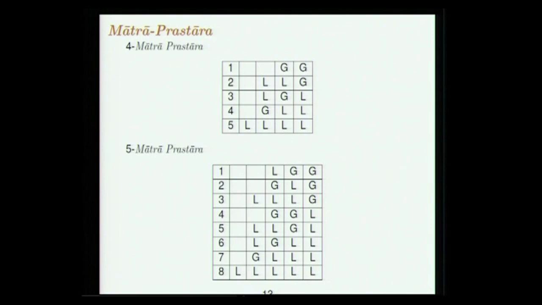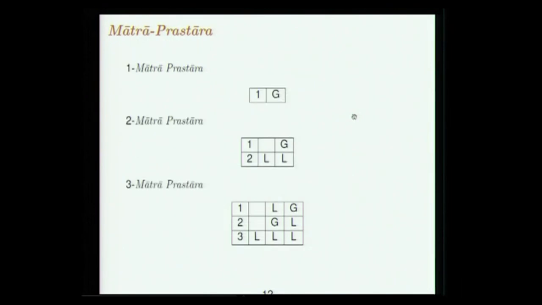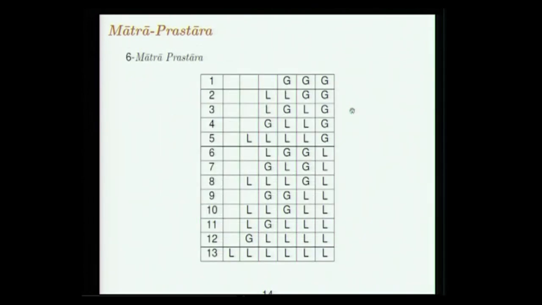It has 8 rows. The 4 matra vritta prastara had 5 rows. The 3 matra vritta prastara had 3 rows. 2 matra vritta prastara had 2 rows. Okay. This is the 6 matra vritta prastara. Start with GGG, end up with LLLLL, and this has 13 rows.